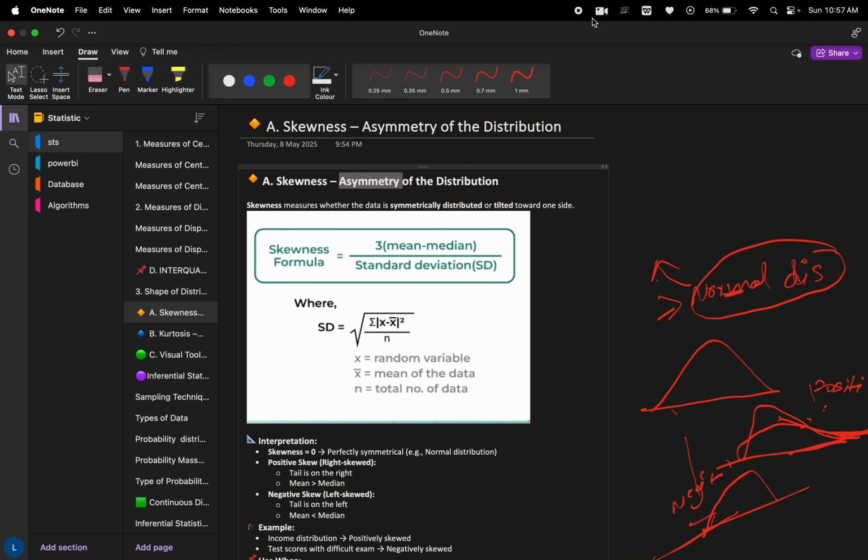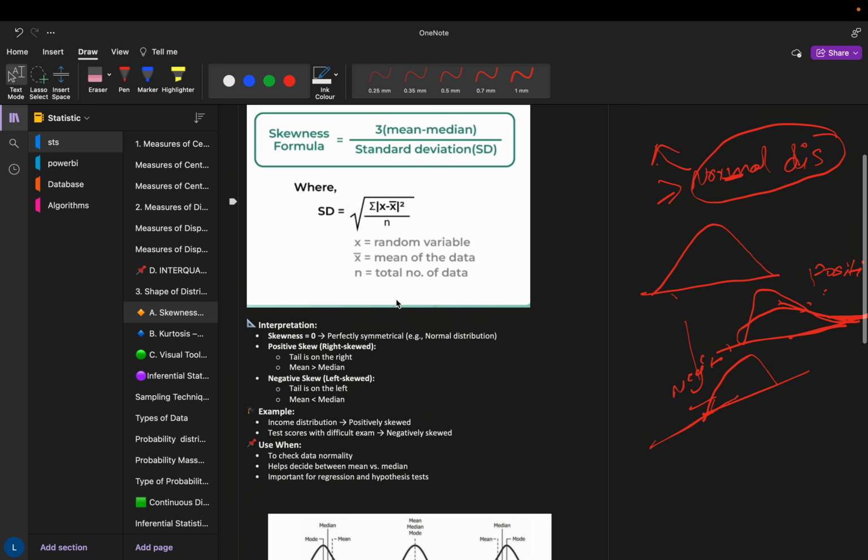First of all, we can use the formula to see whether our distribution is symmetric or not. When from the formula we get skewness 0, then we can say that it is perfectly symmetric. That is the normal distribution or the bell curve. It is positively skewed when the tail is on the right side, that is mean is greater than median is greater than mode, and negatively skewed when the tail is on the negative side.